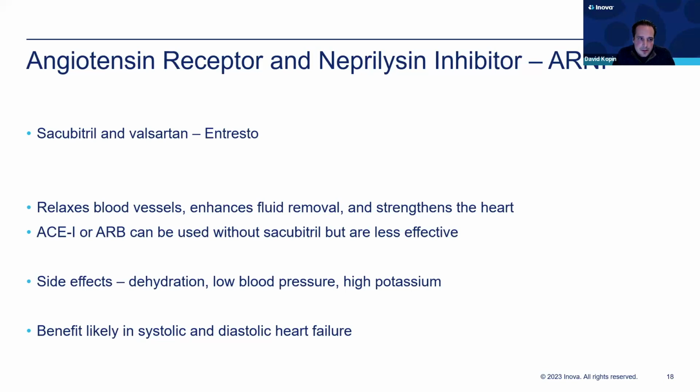You can use what's called an ACE inhibitor or an ARB, an angiotensin receptor blocker like valsartan alone without the sacubitril, but in general, it's less effective than having the sacubitril in there. Side effects include dehydration, low blood pressure, and high potassium. And this medication is beneficial definitely in systolic heart failure and also likely beneficial in diastolic heart failure.